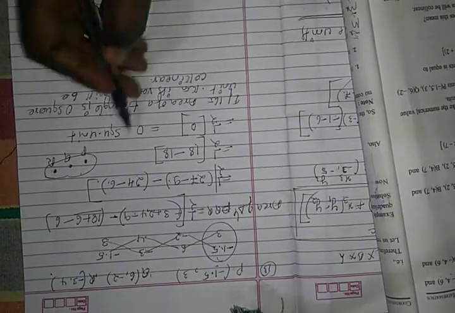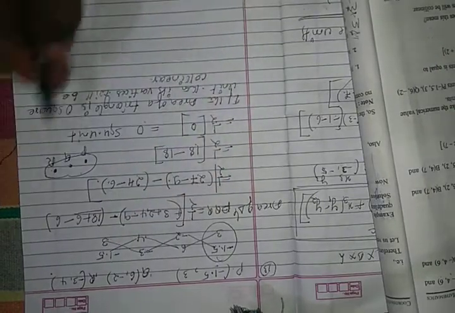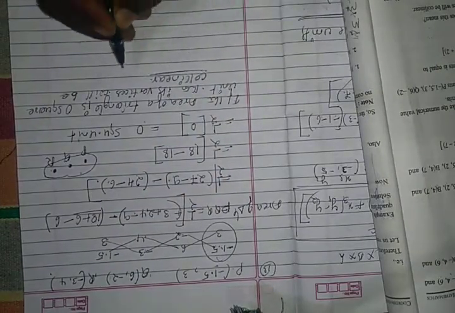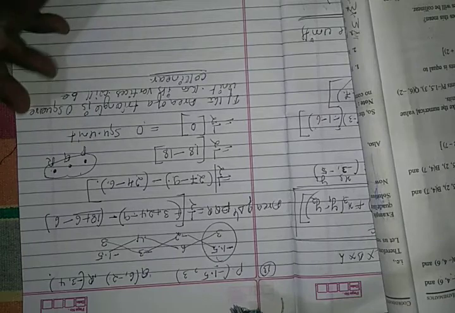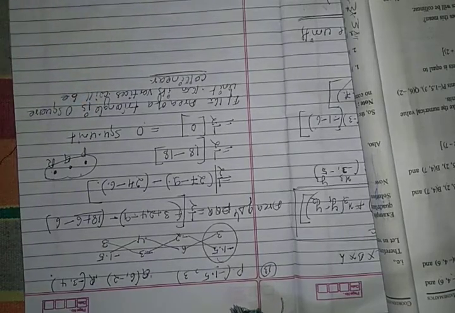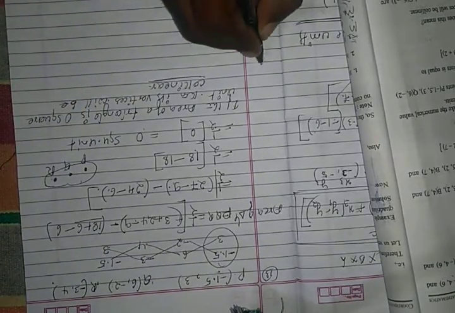So the area becomes 0. These 3 points are collinear. Very important, collinear. The three points are collinear. This is not the area of a triangle. Let us see. Very important. Next problem is the 14th problem.